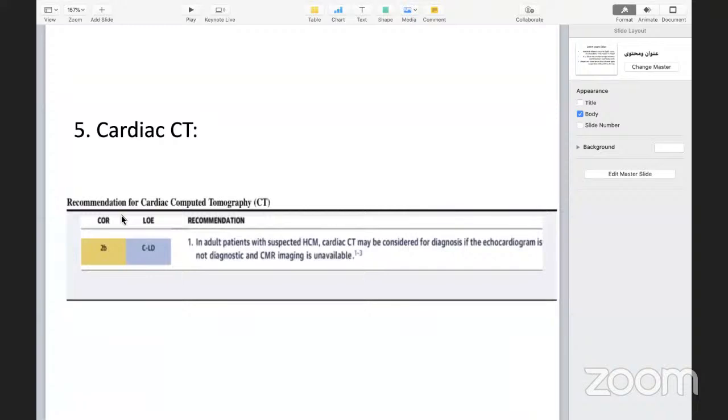For the cardiac CT, you do it if, for example, echo is not diagnostic or the MRI is not available, and if you are suspecting that the patient has an anomalous coronary artery, for example. So you do CT just to see those anomalies, and it will also show you the function of the heart, the LV wall thickness, and so on.